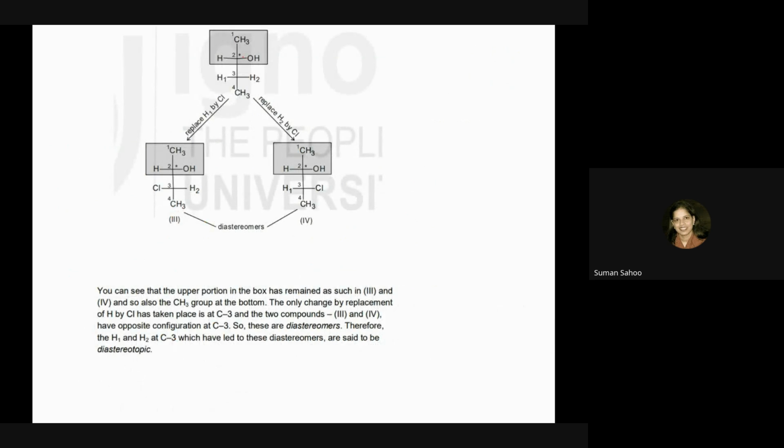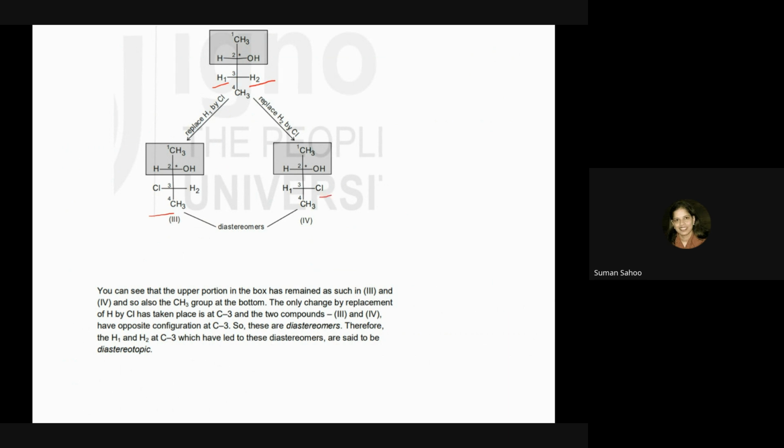Suppose we have a chiral center already in this carbon number 2. Just take this molecule. Here we have 4 carbons. So carbon number 2 is already chiral. So now we have two hydrogens in carbon number 3, H1 and H2. If we replace hydrogen number 1 by chlorine, that is going to give us this compound, and if we replace hydrogen number 2 by this chlorine, that is going to give us this.